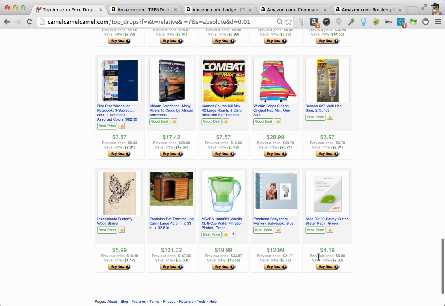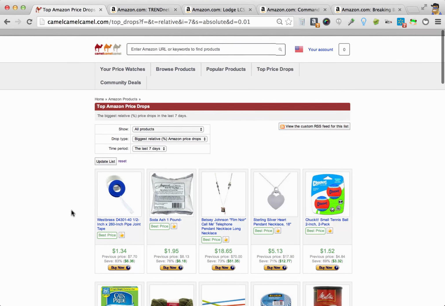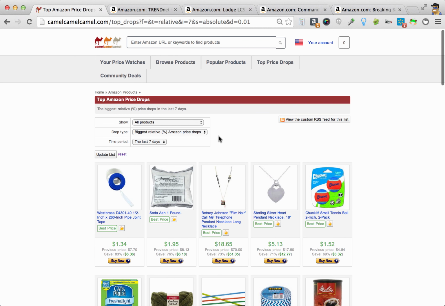We're down here to 40%. So anything that's less than 40% off, you're not even going to see if you're sorting this way. So I want to check this pretty often. Now the next one, and I'm pretty sure most people are not using this one very well.